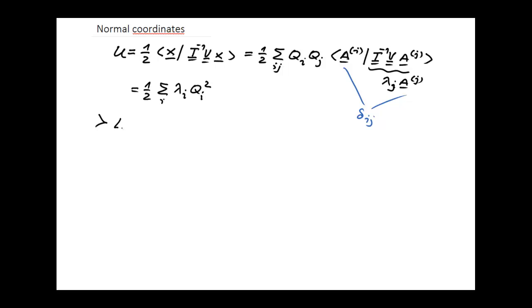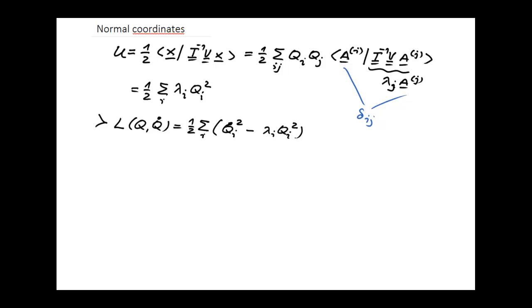Taken together, we can formulate the Lagrange function L as a function of our normal coordinates, capital Q and capital Q dot. This is 1/2 sum over i. I take this in front, and then we have kinetic energy, which is simply qi dot squared, minus potential energy, which gives a lambda i qi squared.